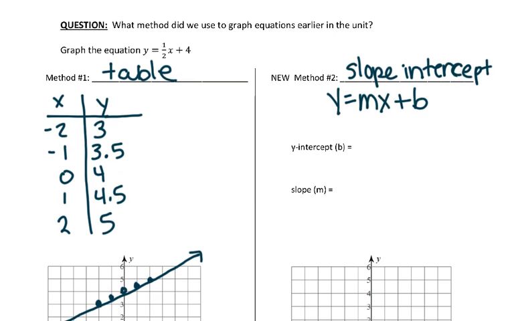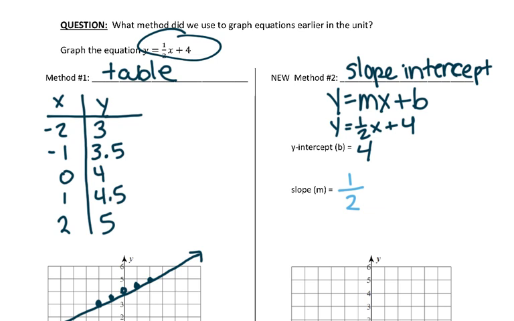In this equation, we have 2 things. We have the b value and we have the m. So the y-intercept is our b value. If I look at the equation y equals 1/2 x plus 4 from above, the b value is a +4. If I look for where the m is, that's going to be +1/2.